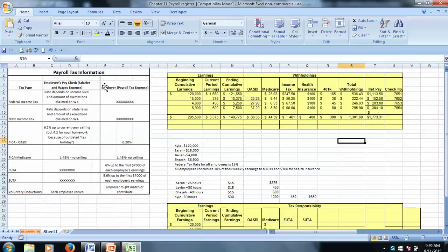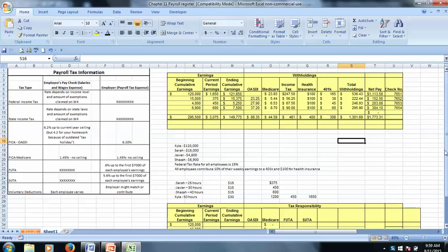And the table says under the employer payroll tax expense, the employer is responsible for matching any Social Security that the employee paid, matching any Medicare the employee paid, and then the employer is also going to be responsible for paying into a federal and state unemployment insurance program, so that if the employer lays off employees, the employees can apply for unemployment compensation. And so those rates are going to be for the federal 0.6% up to the first $7,000 of earnings.